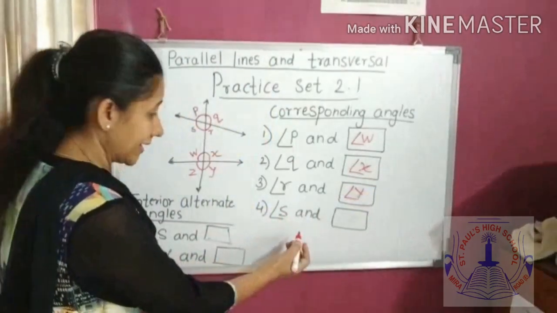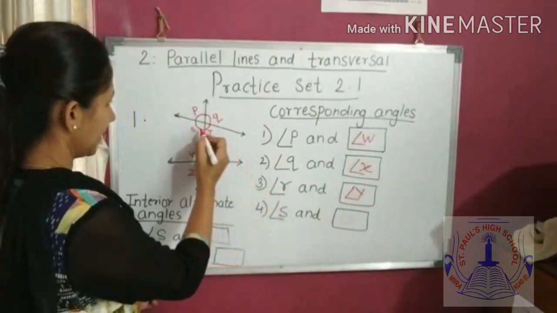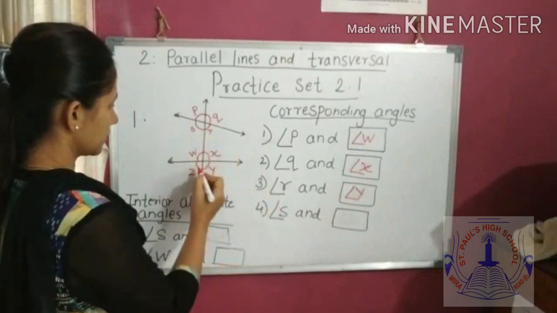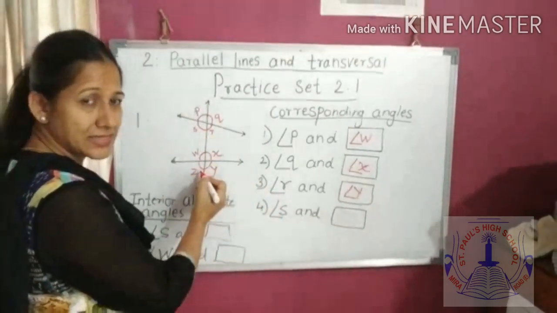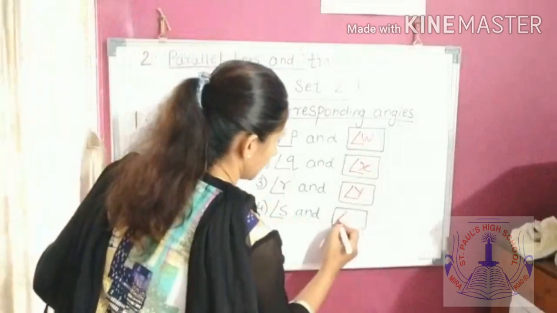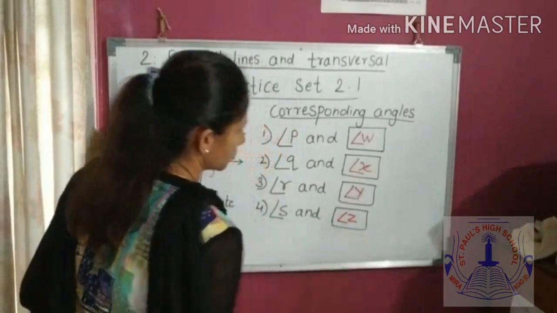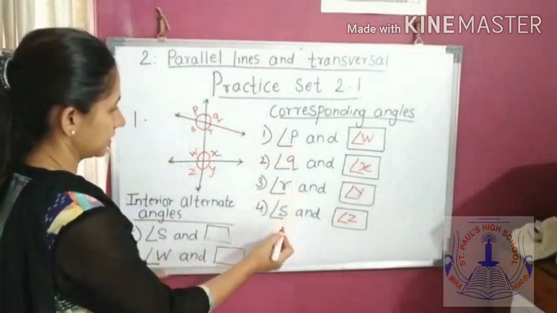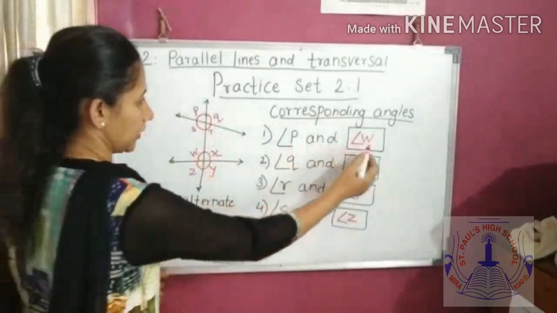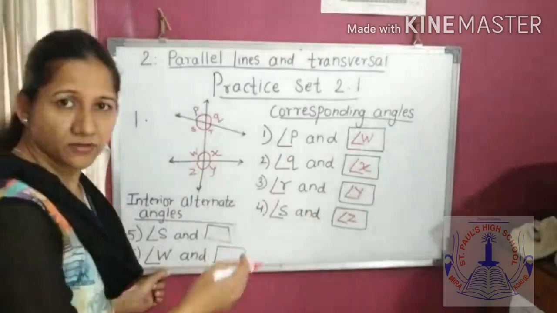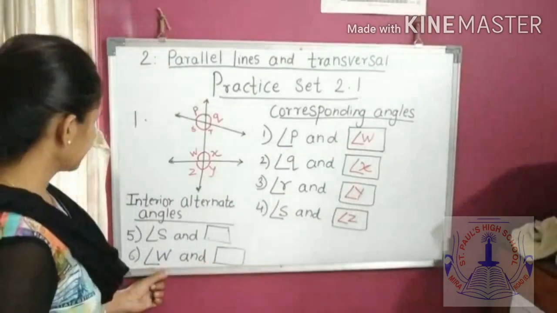Next, the fourth one, they have asked about angle S. Angle S is over here. So the corresponding angle will be angle Z. I hope this is very clear to you all. So we have 4 pairs of corresponding angles from this figure. We have mentioned them over here, and accordingly we have filled those boxes.